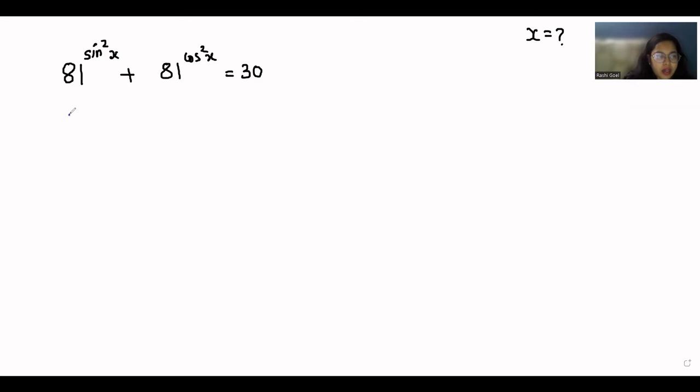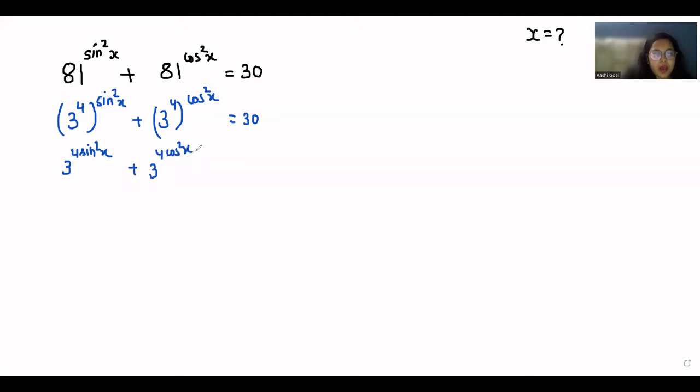So 81 we can write as 3 power 4, power sin square x, plus 3 power 4, power cos square x, is equal to 30. So we can write it as 3 power 4 sin square x plus 3 power 4 cos square x is equal to 30. We know a very famous identity, that is sin square x plus cos square x is equal to 1. So sin square x we can write as 1 minus cos square x.